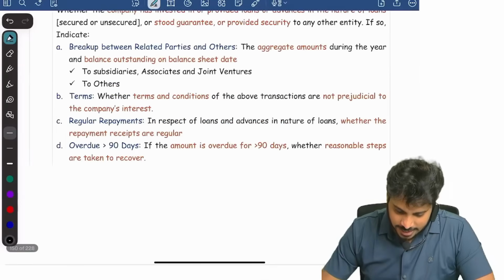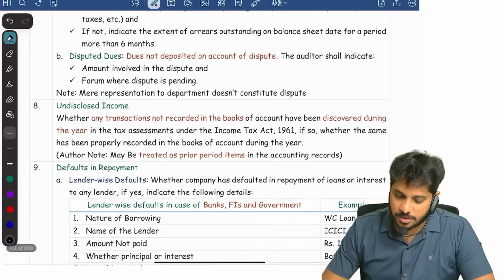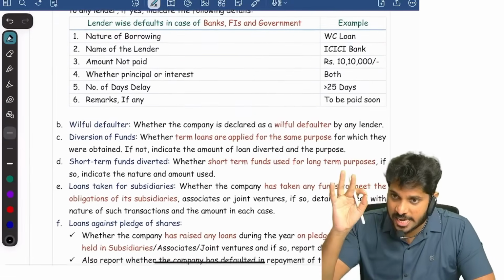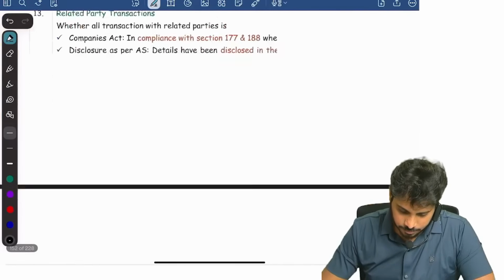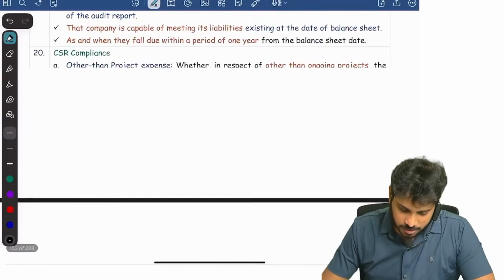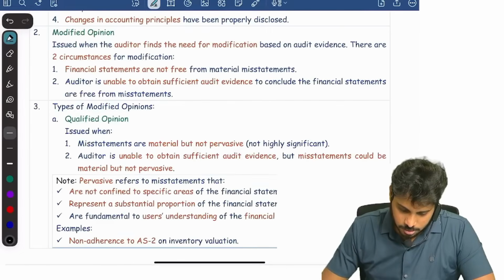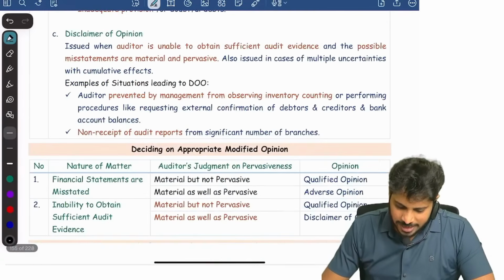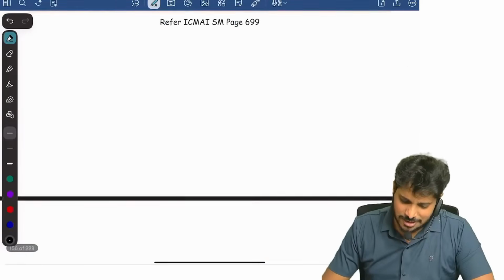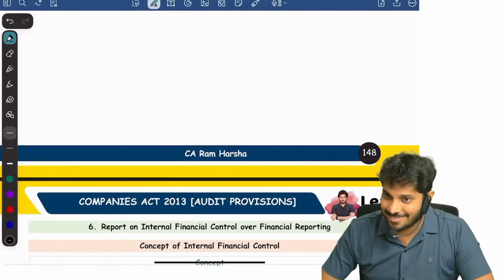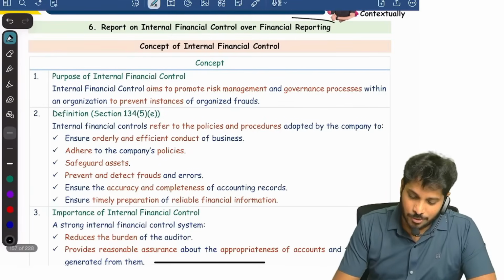You see, the entire CARO I gave here is actually a copy paste of the CA Inter material. Then we have something called the entire qualified opinion, adverse opinion, disclaimer, when we will give emphasis of matter, other matter paragraph, everything is given here. I don't know why they gave everything. Okay, then report on IFC.